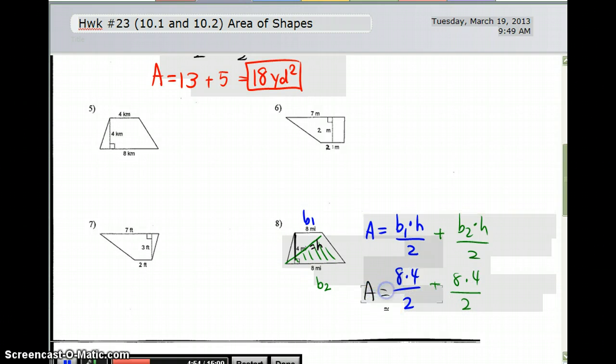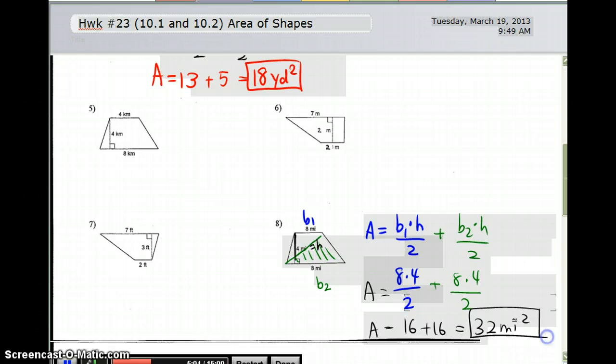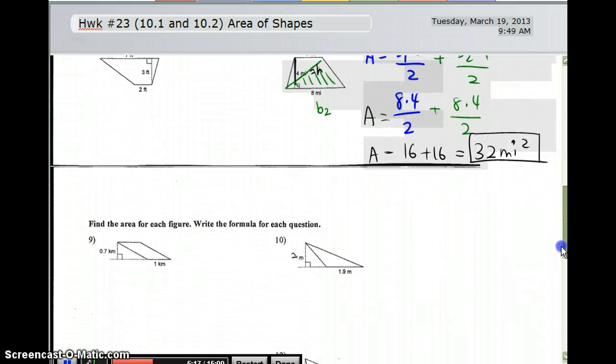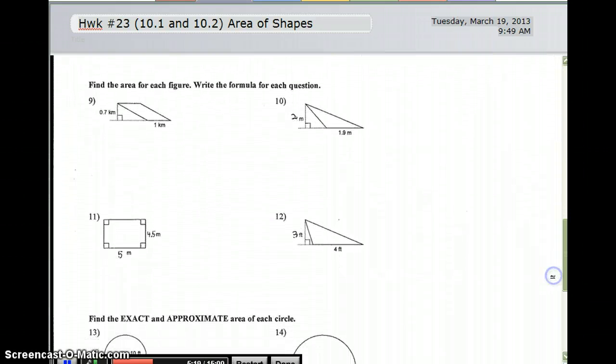And then my area is exactly 16 plus 16, giving me 32 miles squared. Now obviously, looking at this shape, it is funny that it has 8 miles for both the top base and the bottom base, because they're clearly not the same. So I don't think this was very well written.